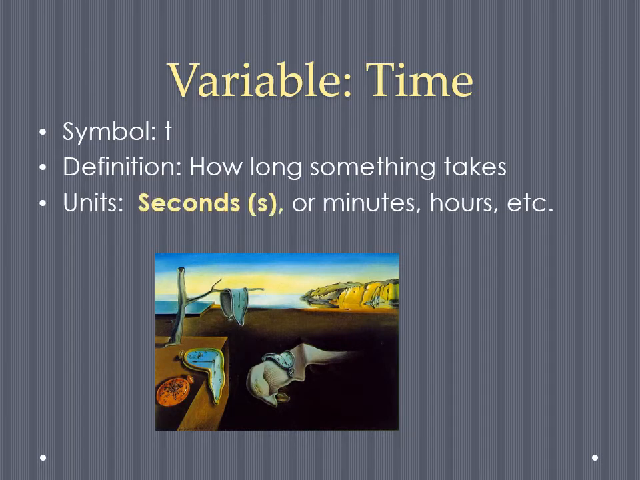And the units of time, there's lots of different units of time, but the one that's highlighted there in yellow, seconds, is what's known as the SI unit, which means most scientists will use that unit most of the time. It's not the only one you can use, but it's probably the one you'll be seeing the majority of the time.